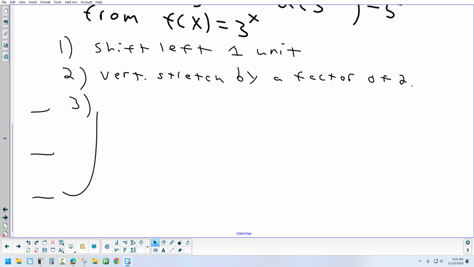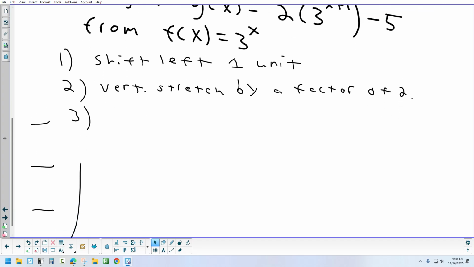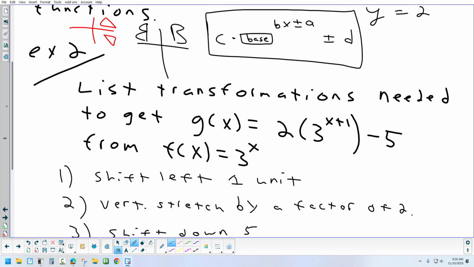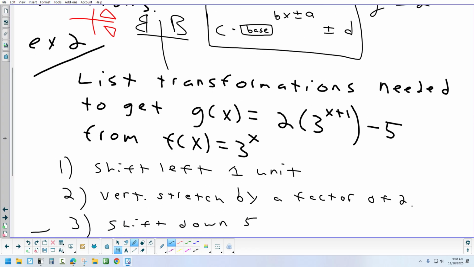Okay. And how about the -5 on the end? What's the -5 going to do? Would it be a vertical shift downwards? Yep. So we're going to shift down 5. Any questions on describing the transformations or what the A, the B, the C, and the D do?